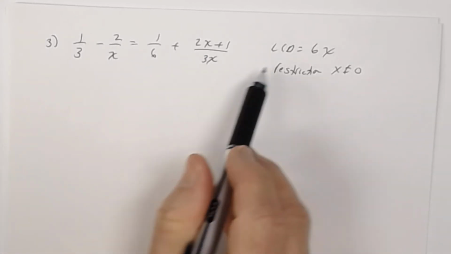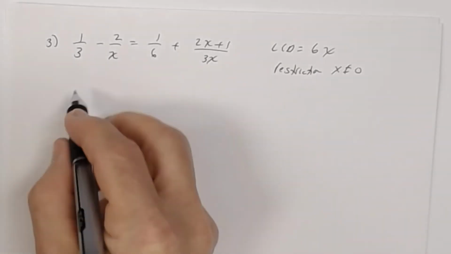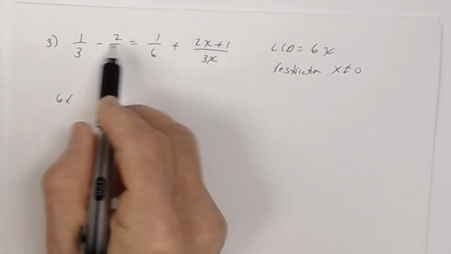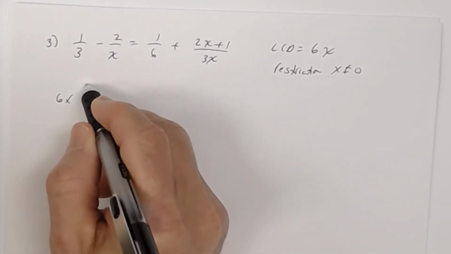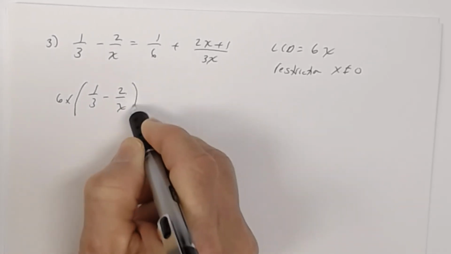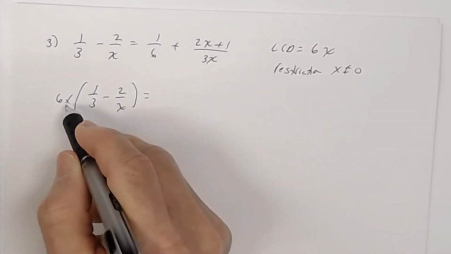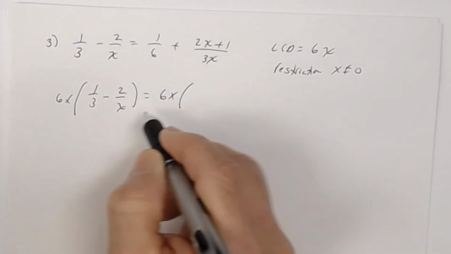Okay, so the next step is to multiply both sides by the least common denominator. So you're going to say 6x, and again, since I have two rational expressions here, let's go and put that in parentheses. So I get 1/3 minus 2 divided by x equal, and then the same thing, what I do to one side, I do to the other. So if I multiply the left by 6x, I have to multiply the right by 6x.